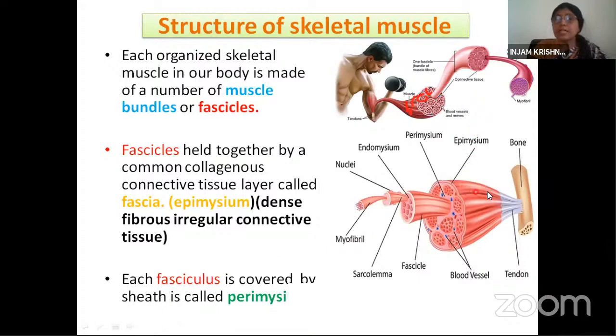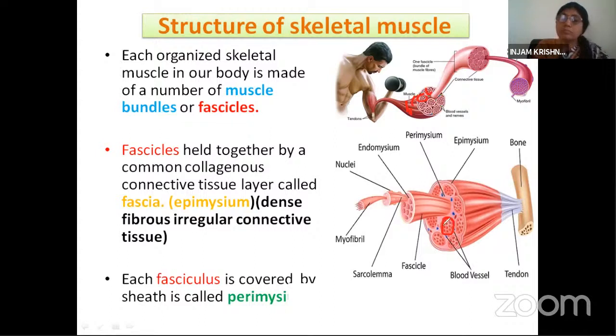See, this is the epimysium, this is the tendon, this is bone. Bone and muscle are connected by tendon. These are the muscle bundles or fascicles. These fascicles are covered by one layer. What is that layer? See this one. It is also dense fibrous irregular connective tissue. The name is perimysium. So inside the muscle, we can also see blood vessels.